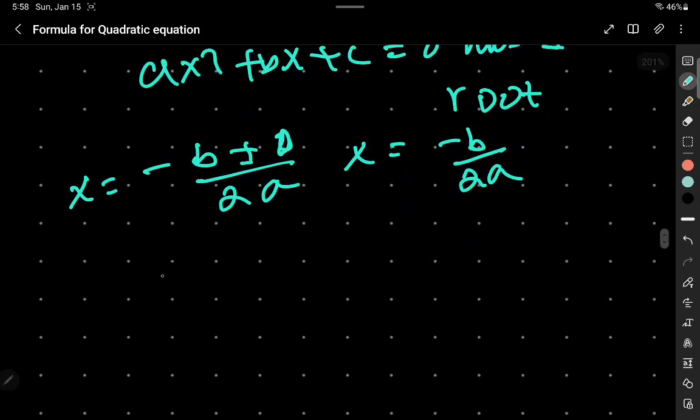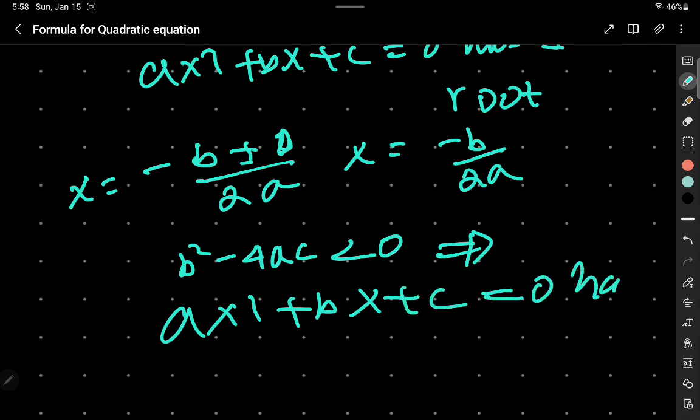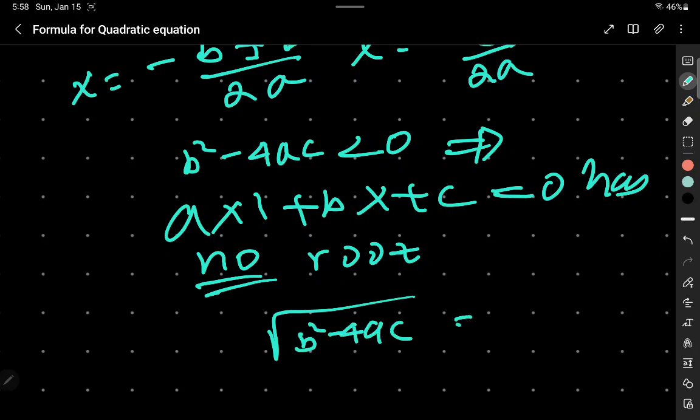But there is another possibility. In the case where b squared minus 4ac is less than 0, this implies the quadratic equation ax squared plus bx plus c equal to 0 has no root, because you're going to have something negative in the radical. b squared minus 4ac less than 0 means something negative in the radical, which is not a real number.